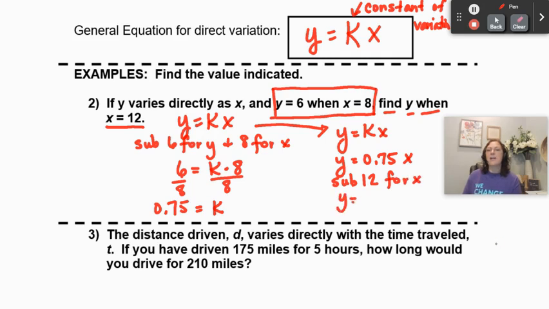So that looks like y equals 0.75 times 12. And again, you can put this in your calculator and you're going to get y equals 9. And that is my final answer.